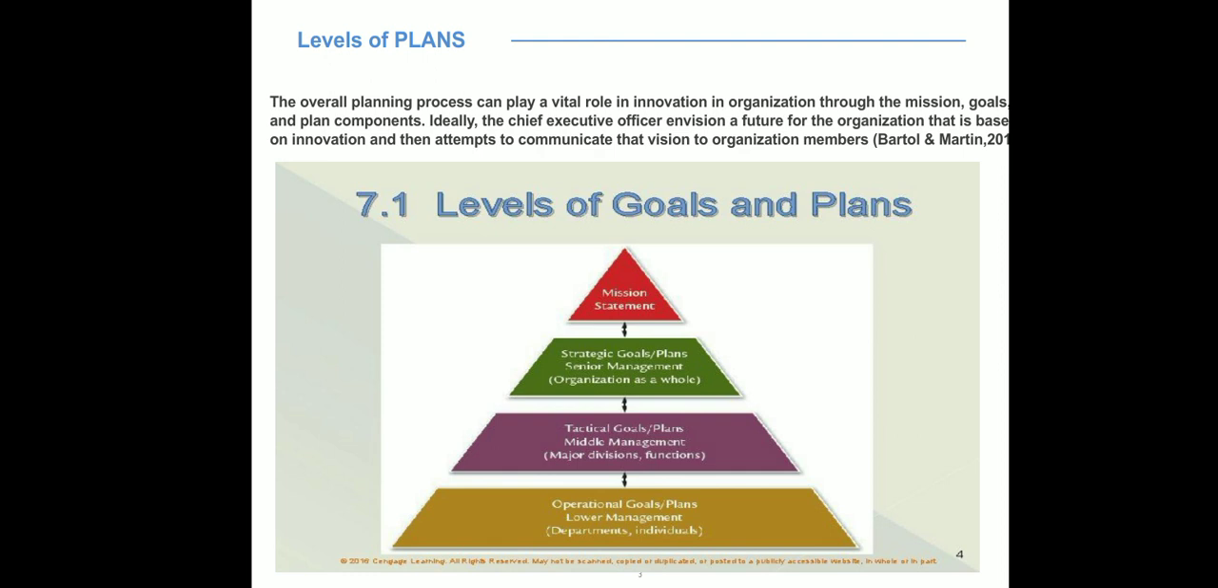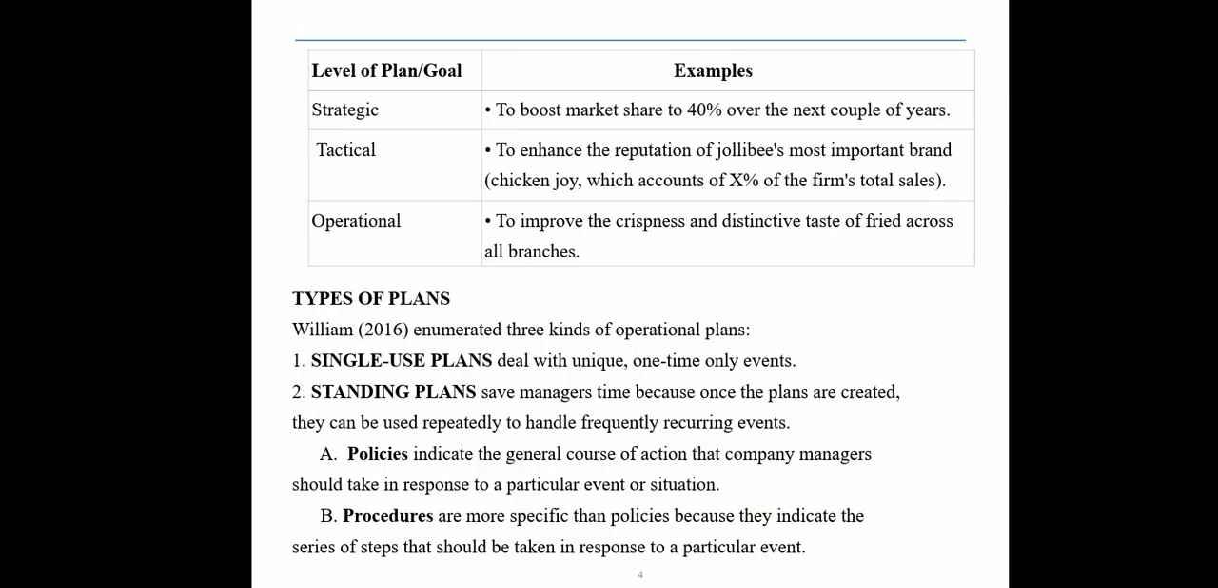So let's proceed to the next slide. So here are the examples. Level of plans and goals: in strategic, to boost market share of 40% over the next couple of years. Tactical, to enhance the reputation of Jollibee's most important brand such as Chicken Joy, which accounts for a known percentage of the firm's total sales. So for operational, we have to improve the crispiness and distinctive taste of fried chicken across all the branches. So that's all for the level of plans or goals.